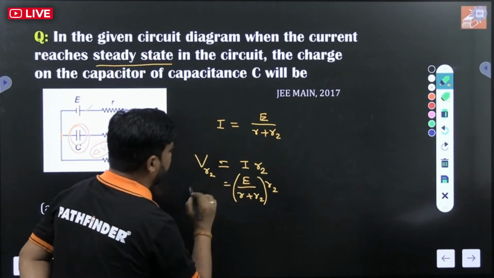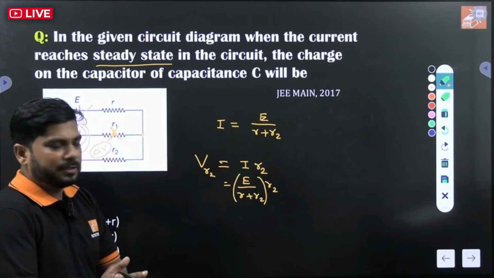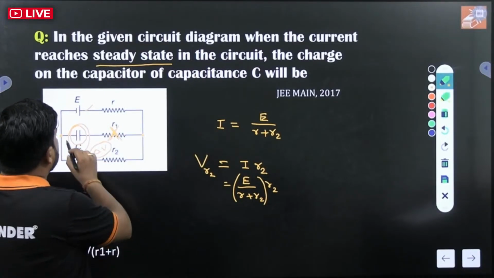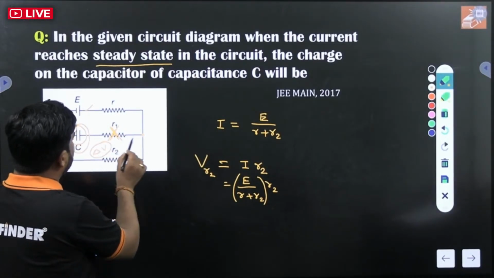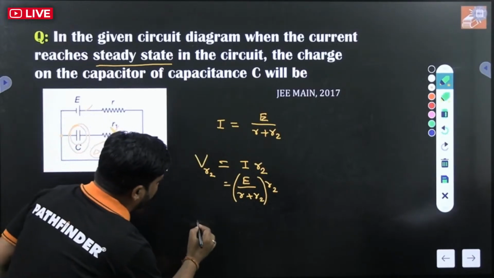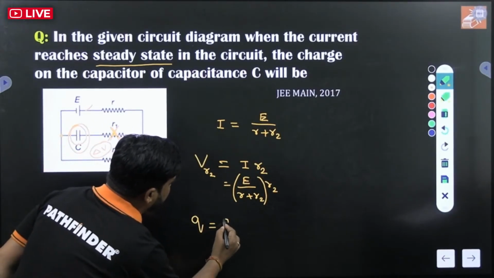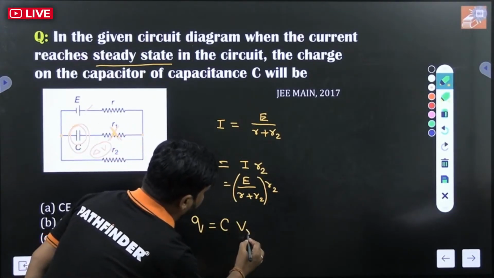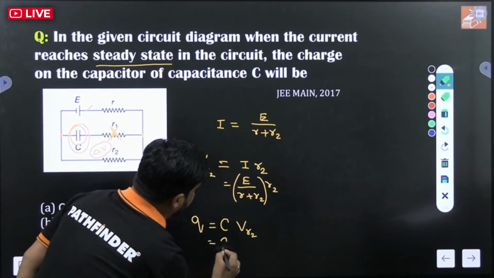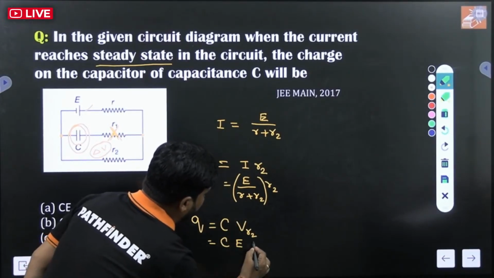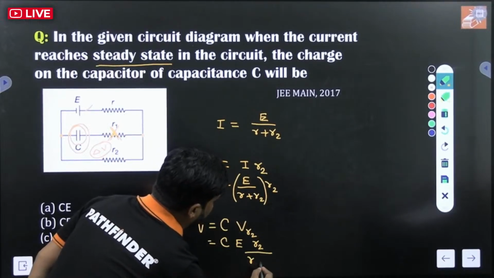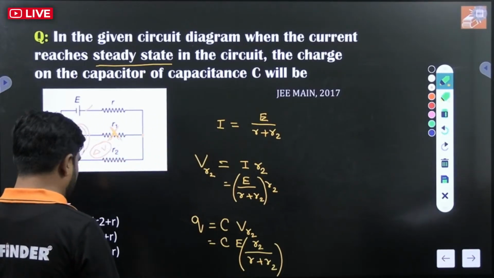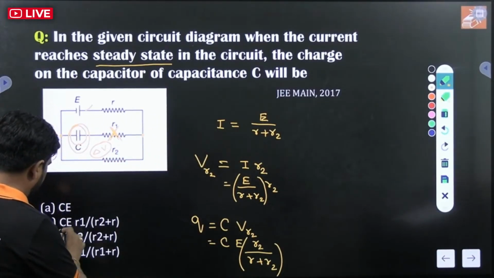I hope up to here it is pretty clear. It's clear, right? Now let's move to the next step. After getting this potential difference across R2, it is the same as the potential difference across the capacitor. So charge on the capacitor will be given by C, capacitance, multiplied by the potential across R2. So C is C and potential is E, you can write R2 divided by R plus R2. Right? So this is your answer. So option C is correct.